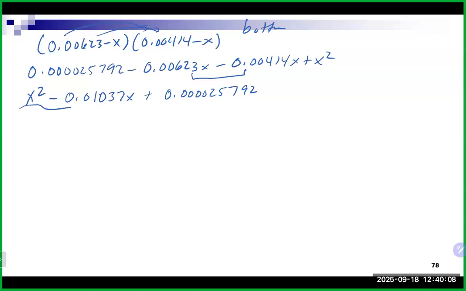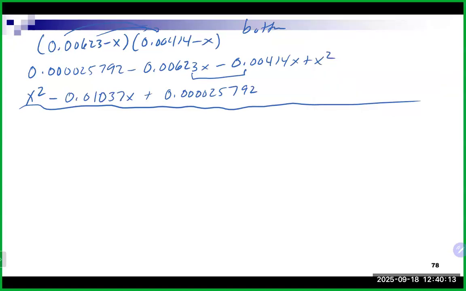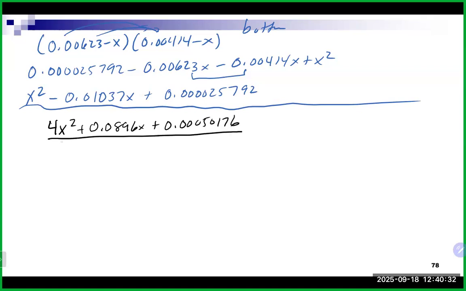I'm going to put them back together and finish the rest of that. On the top we had 4x squared plus 0.0896x plus 0.000500176, divided by our bottom, which was x squared minus 0.0137x plus 0.1234. And that's going to equal 54.3.